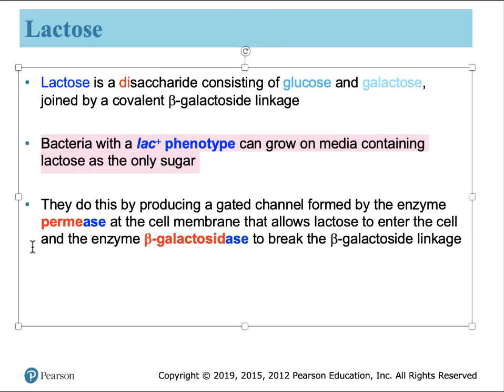The first product of the Lac Operon is an enzyme called beta-galactosidase, and that breaks the linkage between glucose and galactose, freeing the glucose to enter glycolysis, and the galactose is converted by another enzyme into glucose, which also then follows into the glycolysis pathway. In order to allow the lactose to enter the cell, another enzyme called permease is also produced by the Lac Operon, and that then enhances the entry of lactose into the cell.